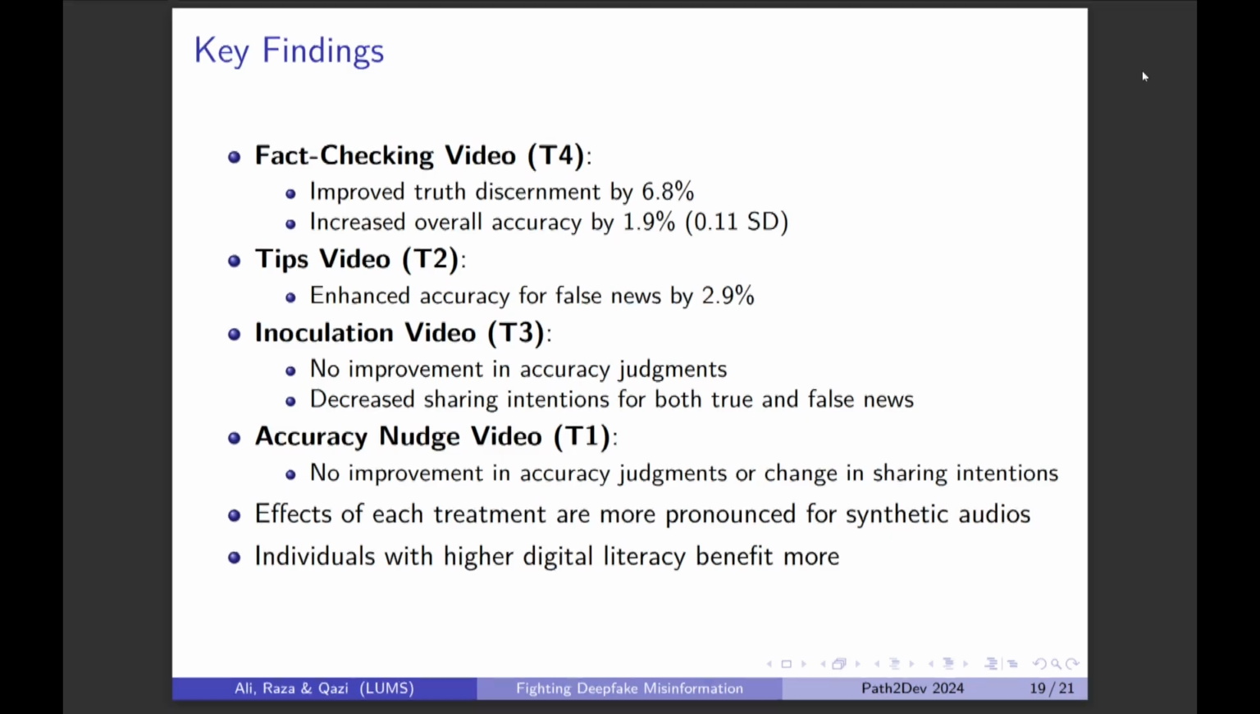Okay, so key findings: the fact-checking video was the most successful. It improved truth discernment. It increased overall accuracy of beliefs. And these effects are more pronounced for synthetic audios, or your deepfakes, as well. Similarly, the tips video enhanced accuracy, especially for false news. No effects of the inoculation video. The accuracy nudge video does not overall improve accuracy judgments. And individuals with high digital literacy scores benefit more.